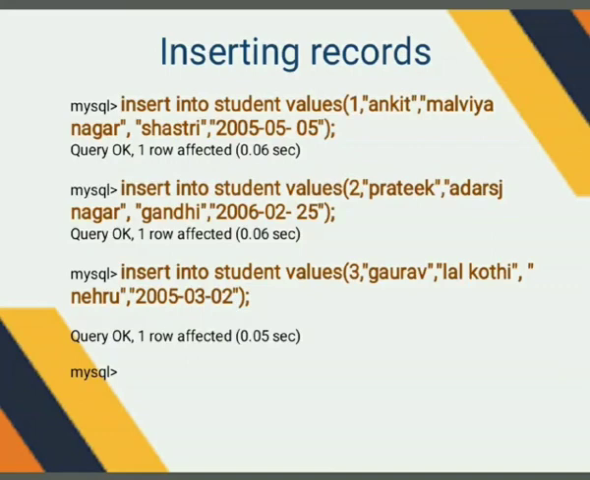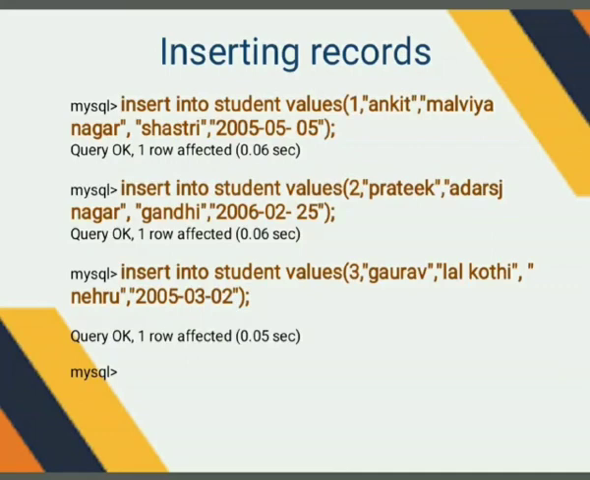The next attribute in our table was name of the student. And the name of student data type was varchar. So it is enclosed in double quotes. So Ankit will appear in double quotes, comma, Malviya Nagar. Malviya Nagar is the address, and address is the data type as varchar. So it is enclosed in double quotes, comma.